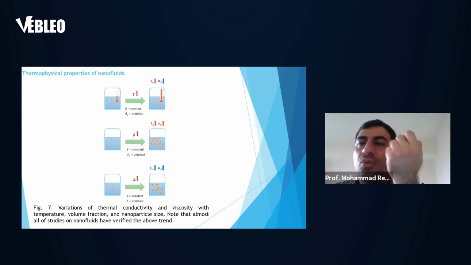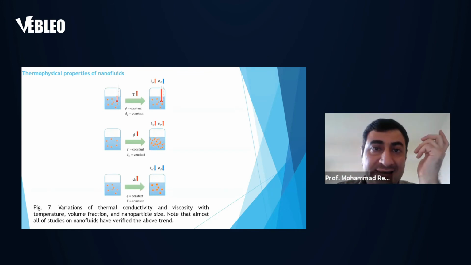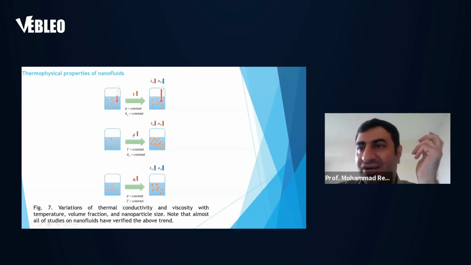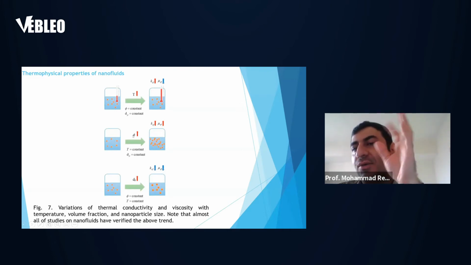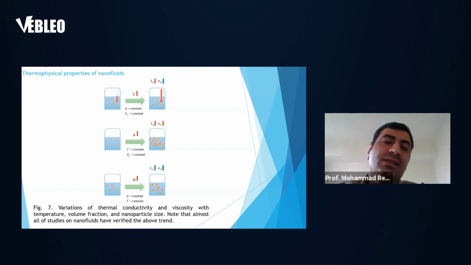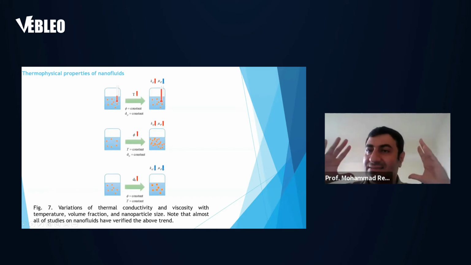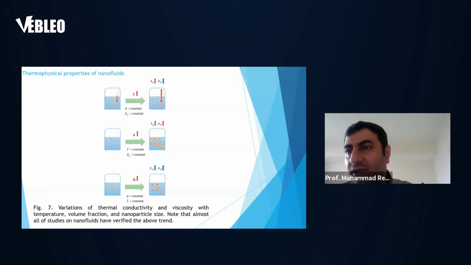And when people want to use the single phase modeling for nanofluid, they should use a formula for thermophysical properties that considers all of these three parameters: temperature, volume fraction, which is the amount of nanoparticle you add to the base fluid, and the size of the particle diameter. If we consider these three parameters correctly in our formula, then our modeling is correct. Otherwise, our modeling is completely rubbish.